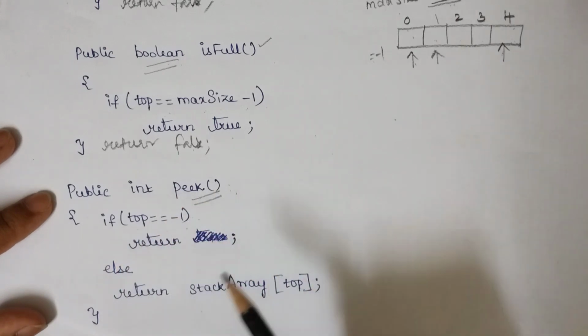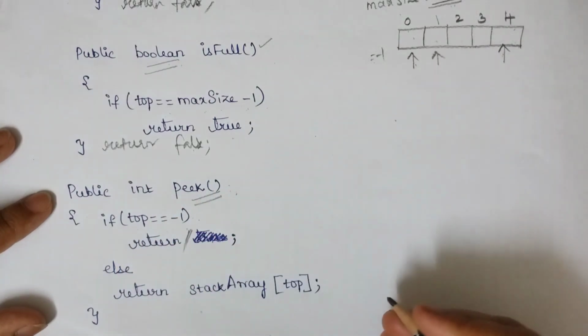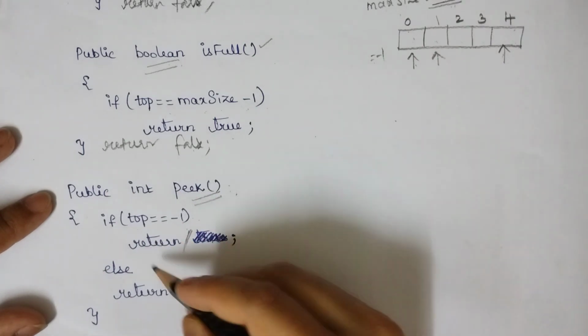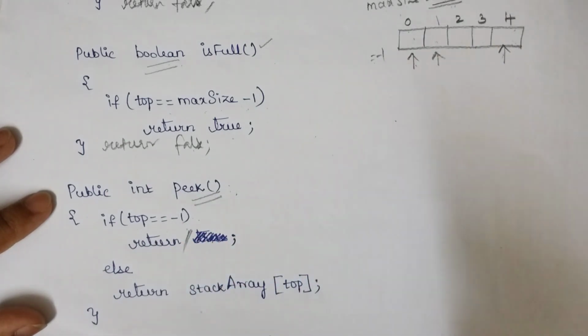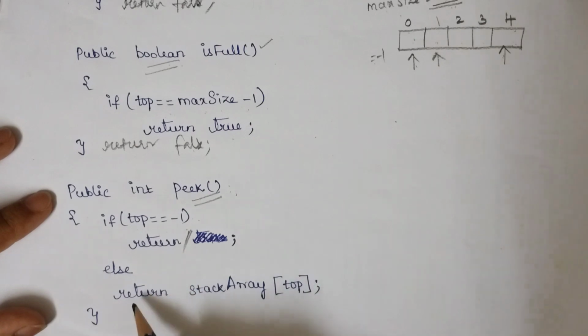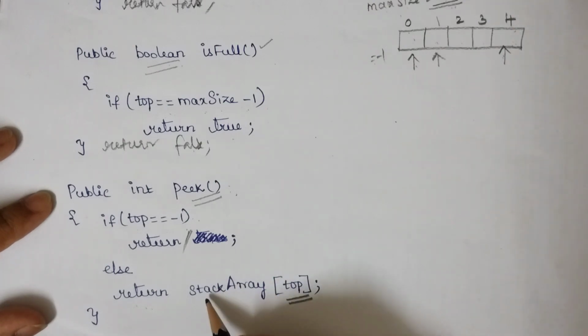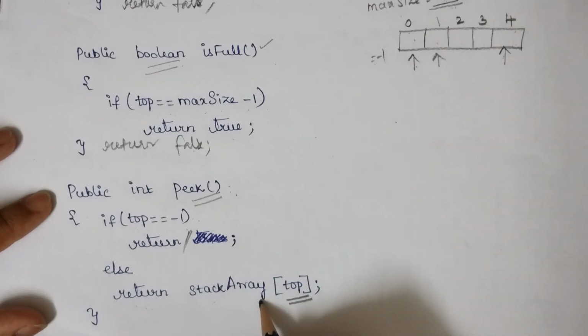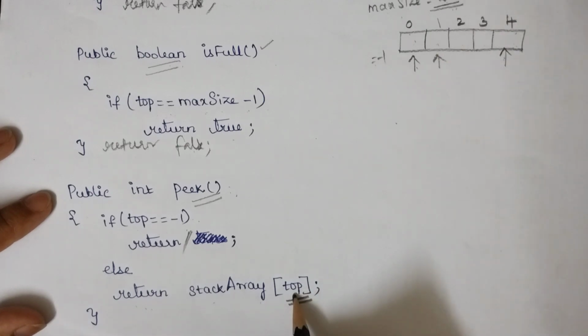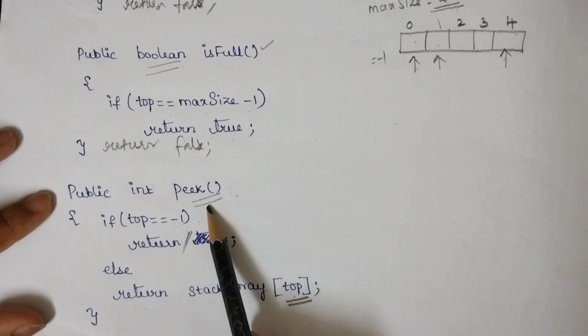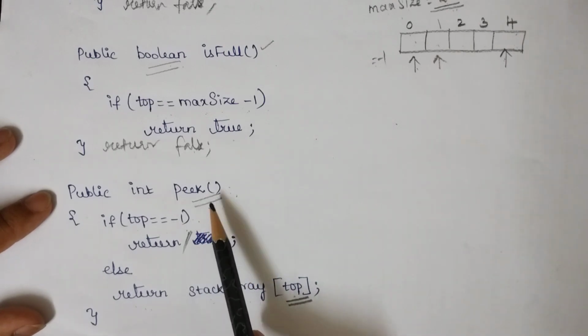If the stack is empty, you just return. You are not printing anything as a result, just returning back. But if your stack is not empty and has some elements in it, then you need to return the top element. In the else condition, you return the top element. Where is the top element? That is present in the stack array. The element that is at the top of the stack array will get printed. This is how the peek method works: you return the top element of the stack.